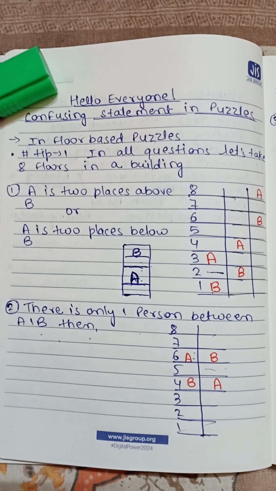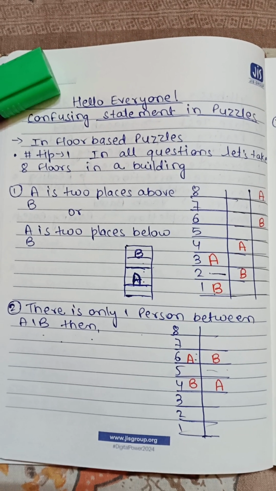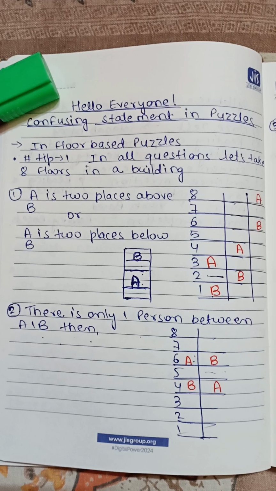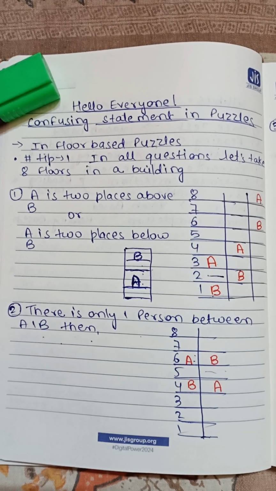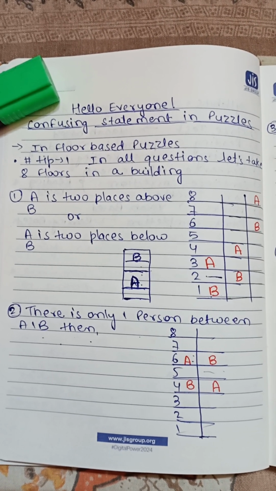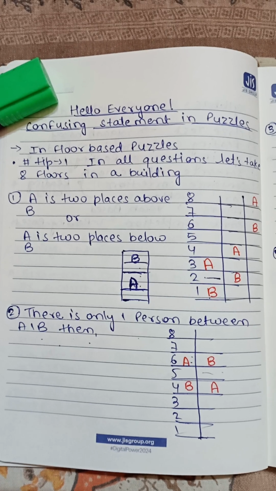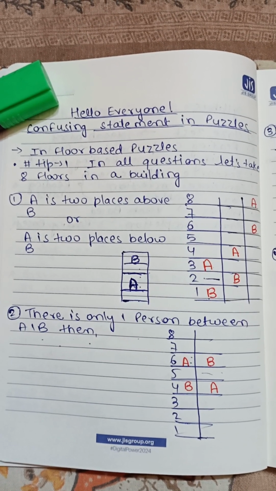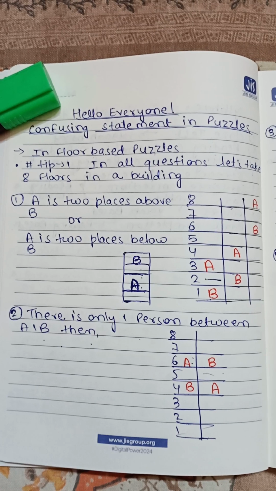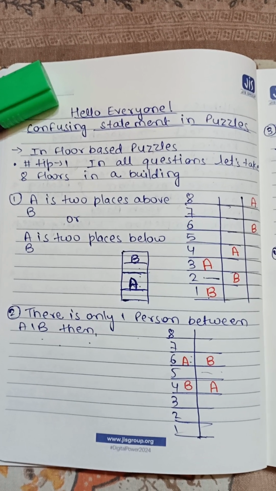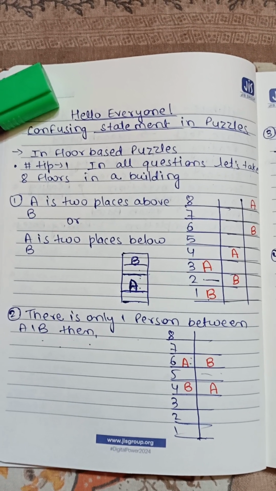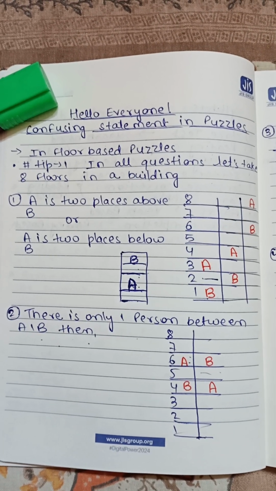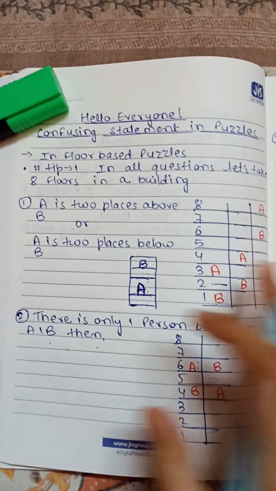In my previous video, I explained all the types of puzzles that come in the exam. So I am assuming that you all are familiar with the types of puzzles. Here I took the example of floor based puzzles, or you can apply it to box based puzzles also. In bank exams, puzzles are the most important part of the reasoning section. Once you solve one, you will definitely get 5 marks. So it is important to understand all the conditions given in the puzzle.